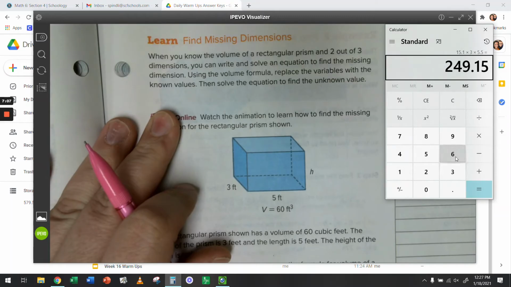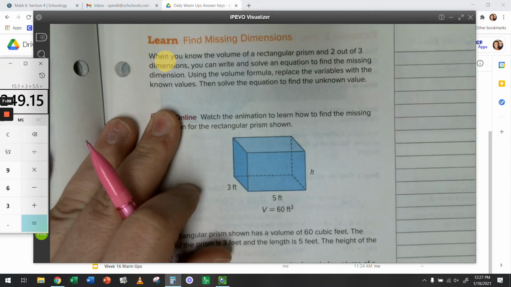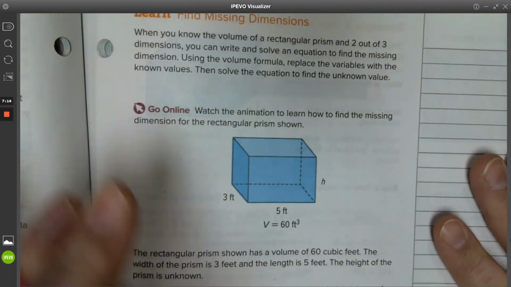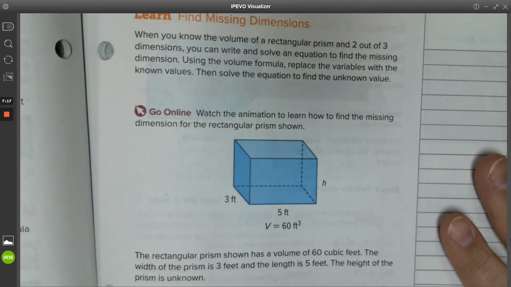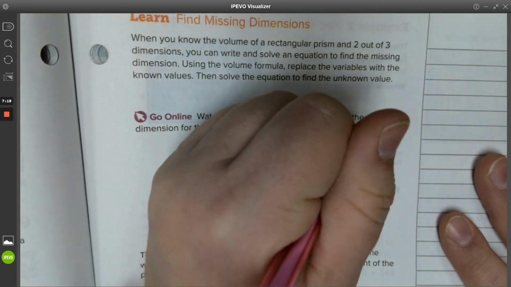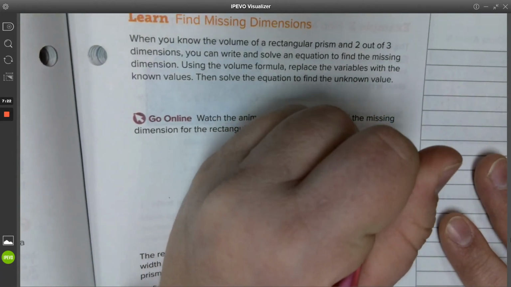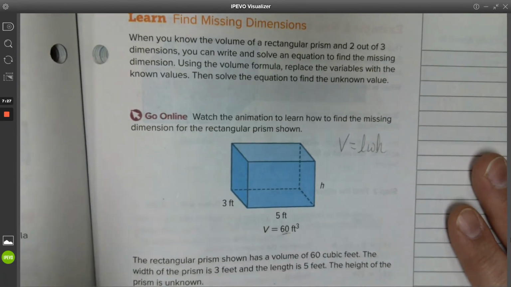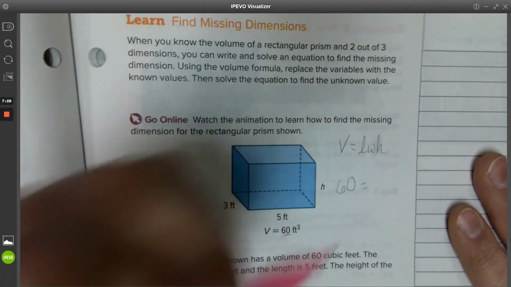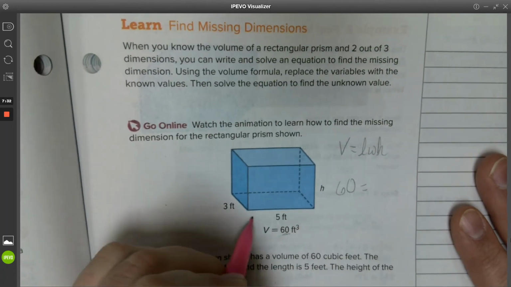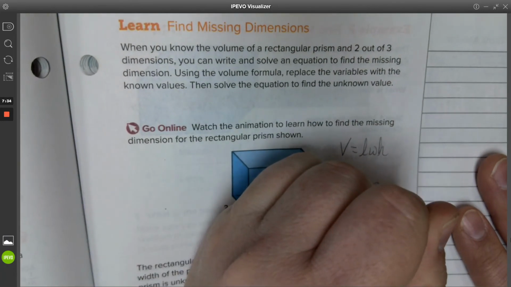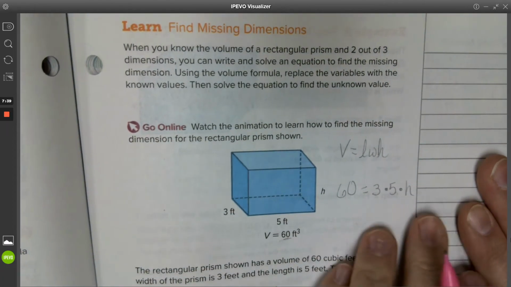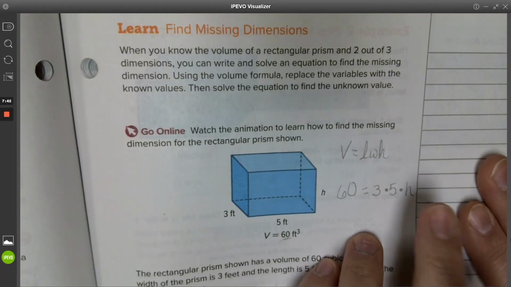Okay, now moving along to page 489. What if we know the volume, but not one of the dimensions? Maybe we're missing the length or the width, or in this case, the height. Now, because we know the formula for finding volume is length times width times height, we just plug in the values that we know. If we know that the volume is 60, I'm going to put 60 in here. If I know that we have 3 and 5, I'm going to put 3 and 5 here, and then we have h left over.